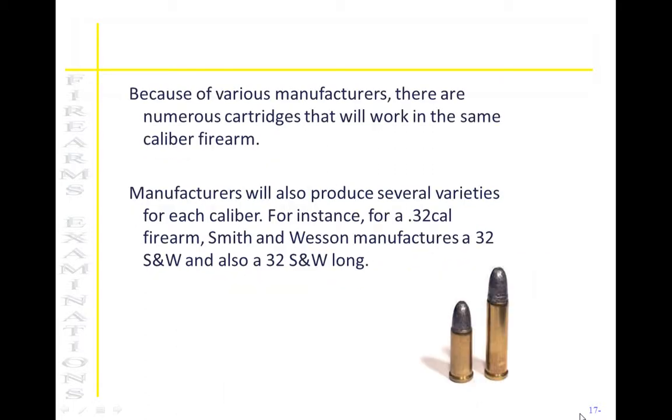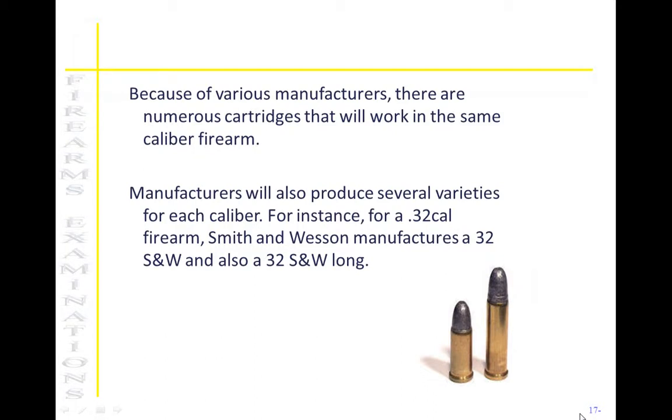There are a lot of various manufacturers that also produce numerous cartridges that can work in the same caliber firearm. In addition to the different varieties, they can also produce varieties within that caliber. So for instance, for a .32 caliber firearm, Smith & Wesson manufactures .32s.